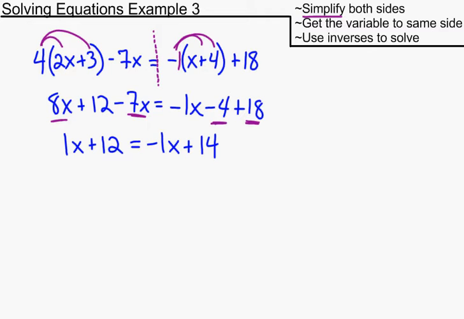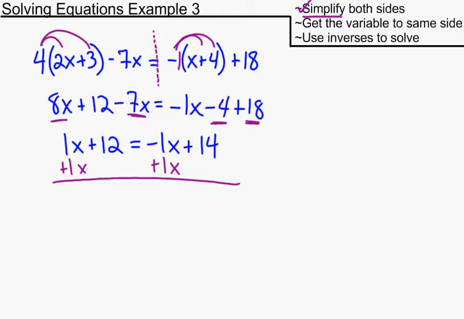So it took me 2 steps there in order to simplify both sides, but now I have it down to a point where I can get the variables to the same side. And I have 2 options. I can either subtract 1x from both sides or add 1x to both sides. And in an effort to keep my variable positive, which is just a good habit to get into, I'm going to add 1x to both sides.